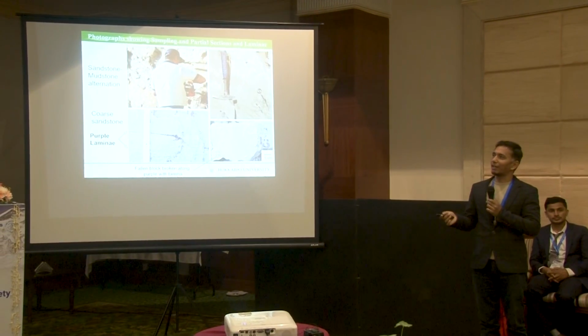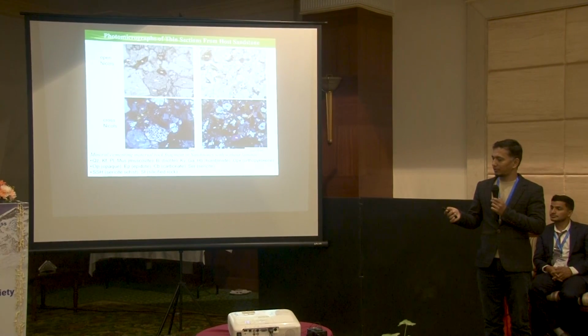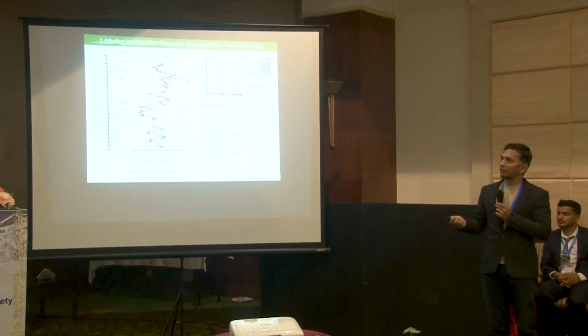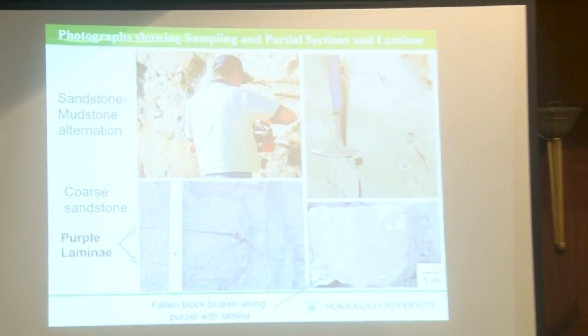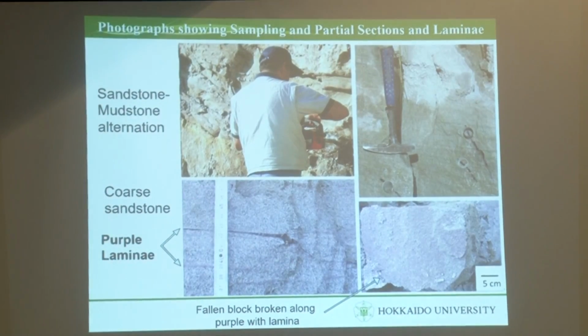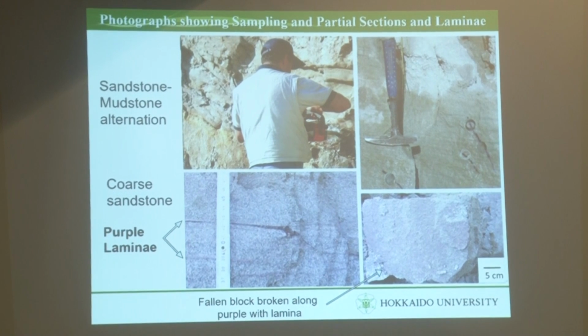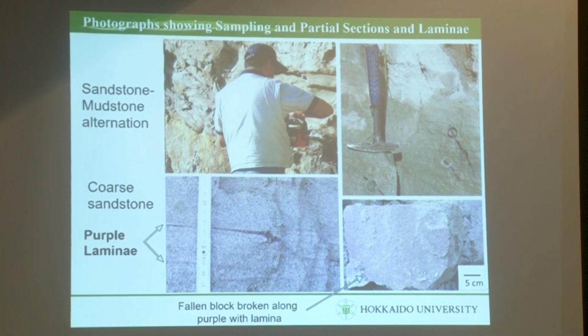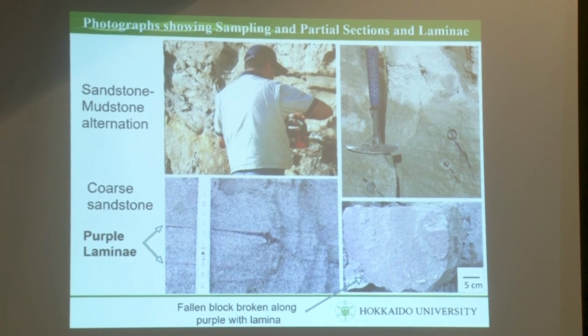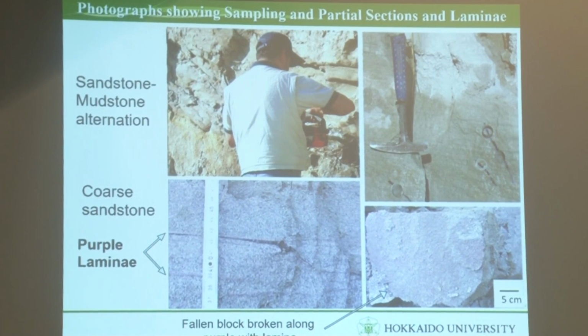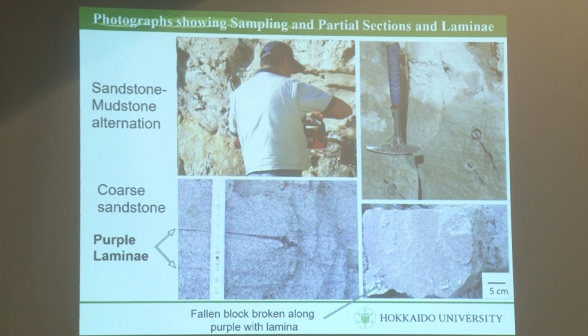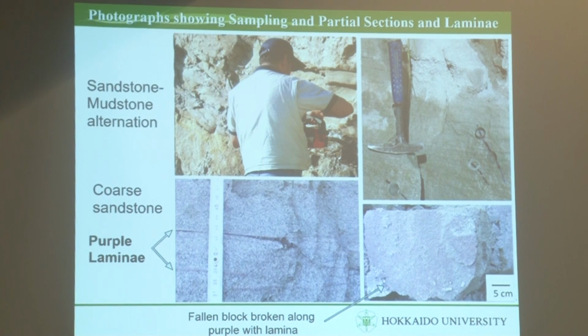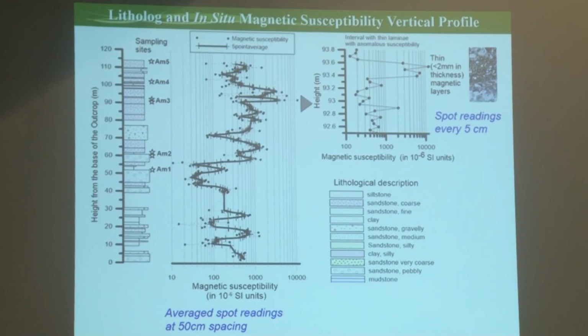So here we did this. This was the sampling with the hand drill in the sandstone-mudstone alternation, and this is the purple laminae that was found within the core sandstone, and this is the planar section of the same purple laminae. As you can see, the color is very representative of purple. What was different in that layer?